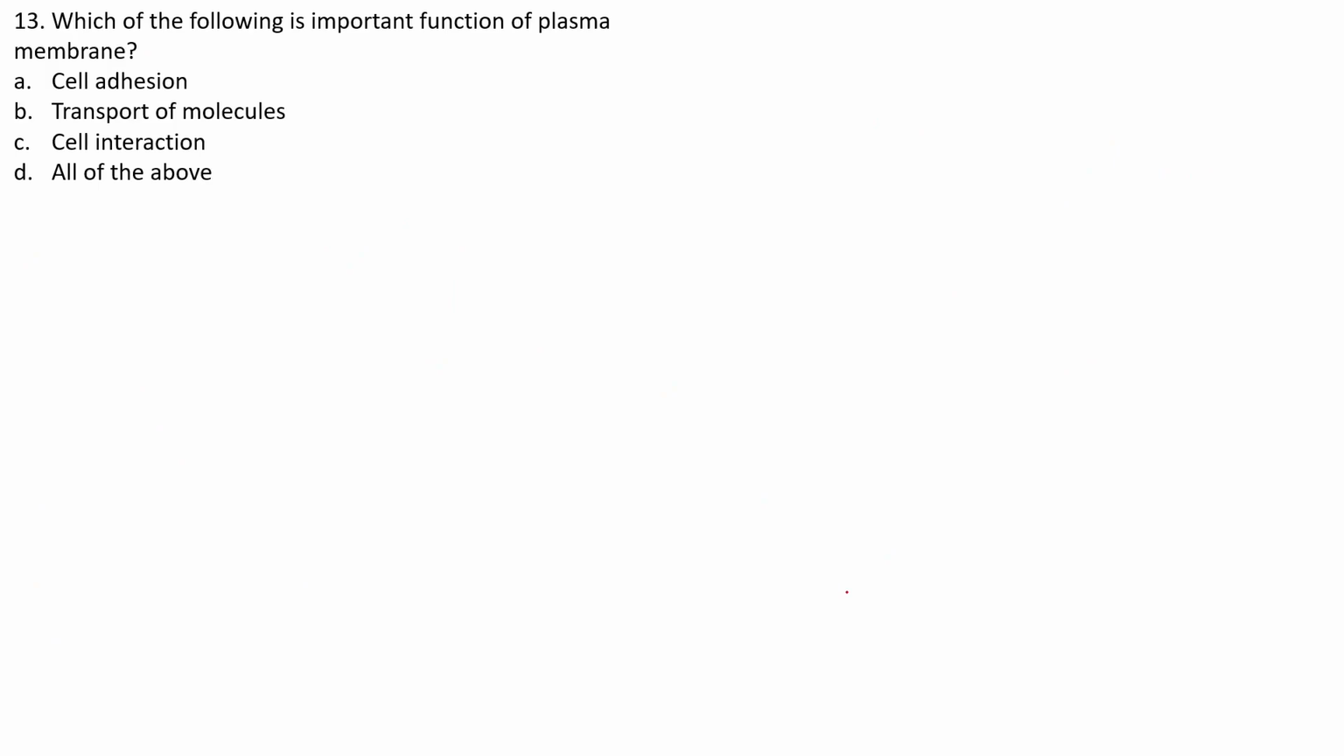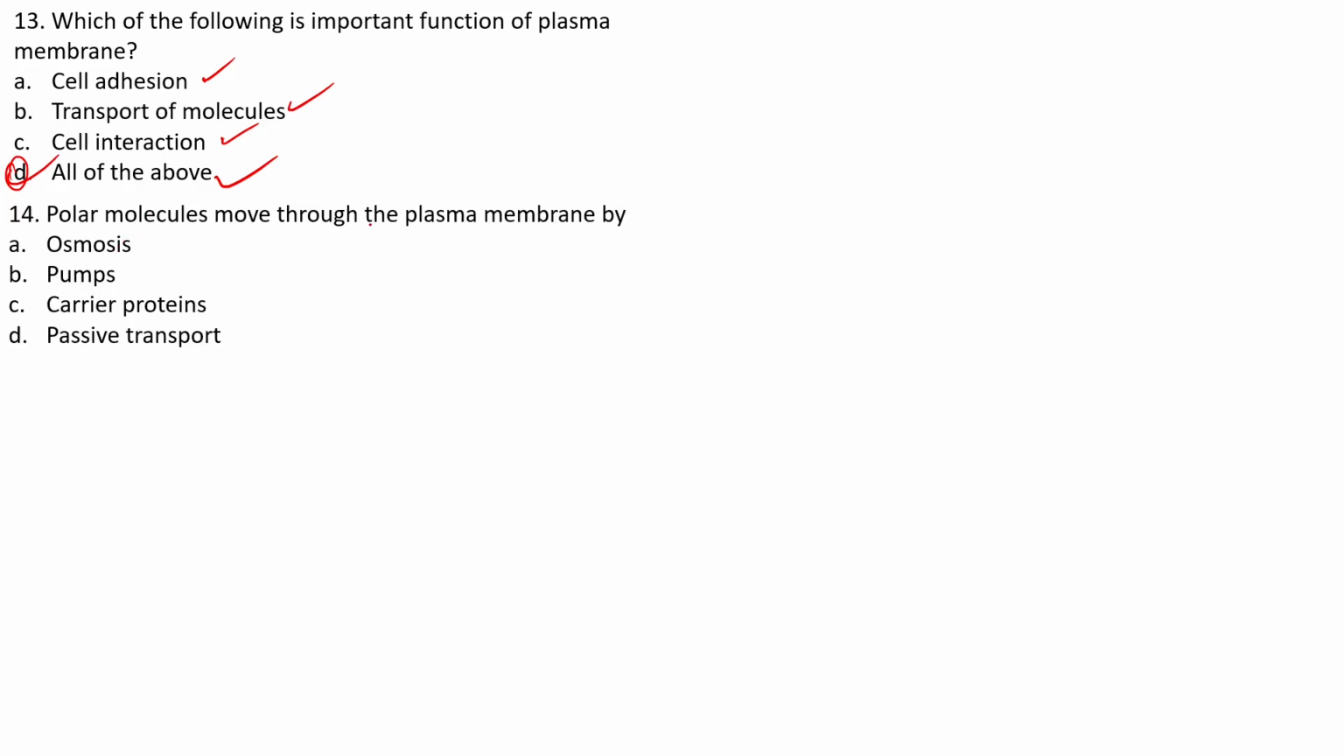Now, which of the following is an important function of plasma membrane? Okay, cell adhesion, transport of molecules, cell interaction, all of the above. So we can say that cell adhesion, transport of molecules, and also the cell interaction, all of the above. It plays an important role in all of the given options. So D is the right answer over here.